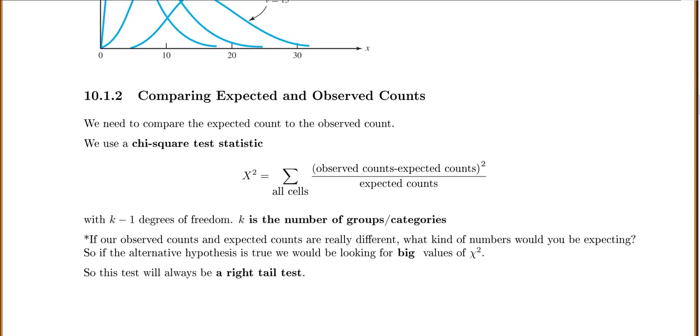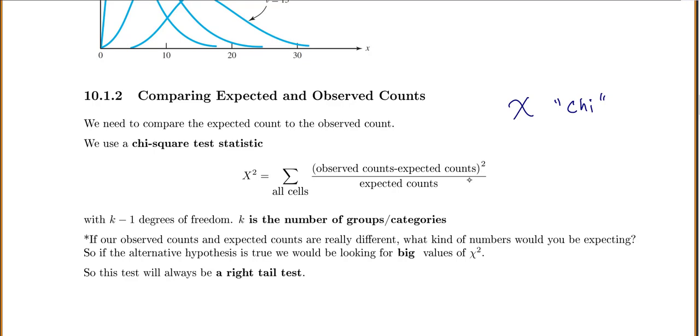So now to compare our expected and observed counts, we use a chi-square test statistic. So we have this chi-square. This symbol is Greek for chi. What we'll do is take each observed count minus the expected count. So we're trying to find the difference between the observed and the expected. But then if you got some positives and some negatives and you added them up, they'd cancel each other out. We don't want positives and negatives to cancel each other out, so we'll square each one.